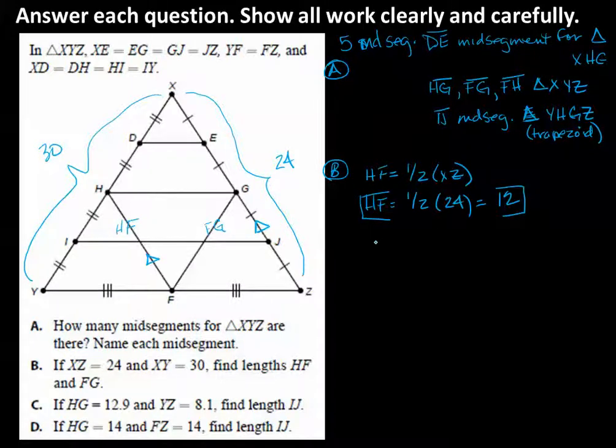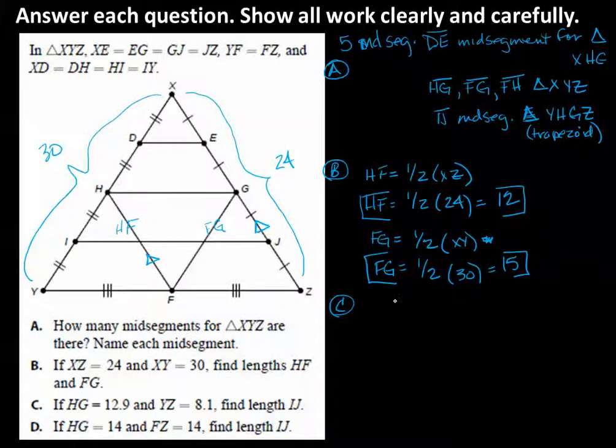And then for FG, I'm going to do the same thing. FG is going to equal half of XY. Oops, that shouldn't be an equal sign right there. And then FG is going to equal 1/2 of 30. Half of 30 is 15. So there's what FG equals.